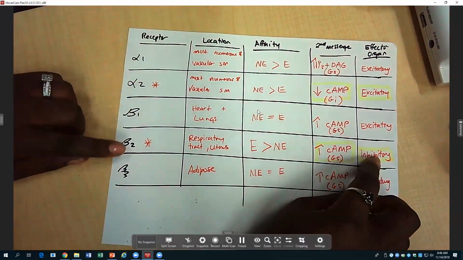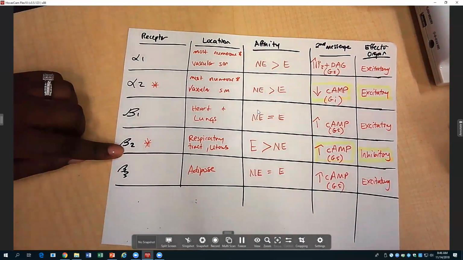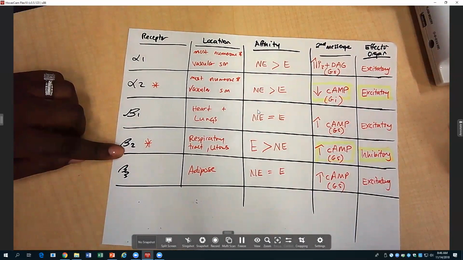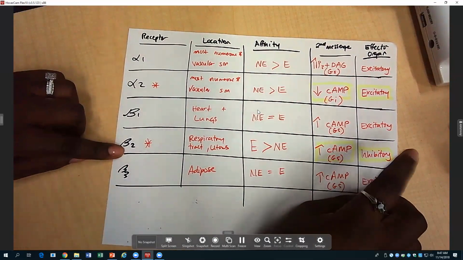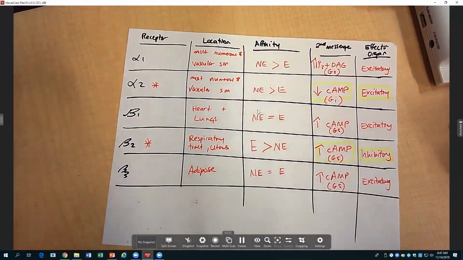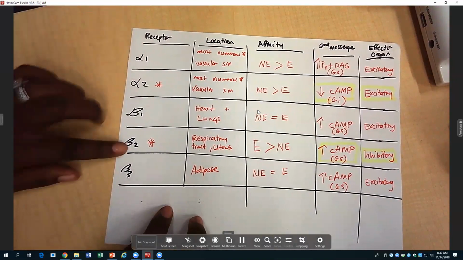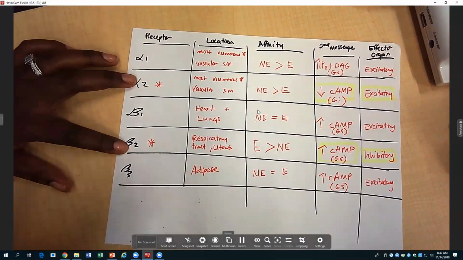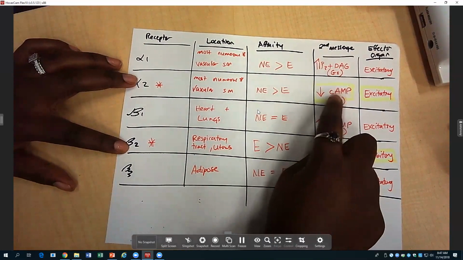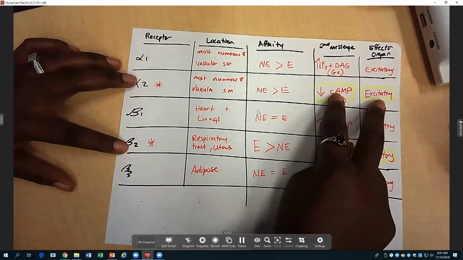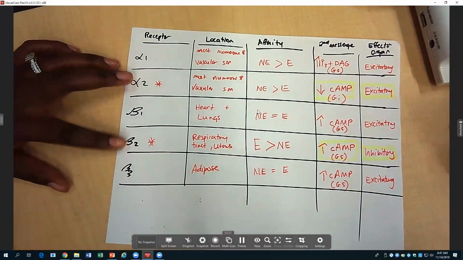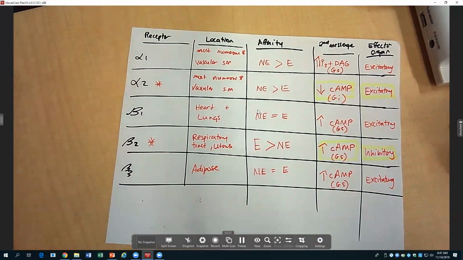But only beta-2, because of the unique location of beta-2 receptors, activating that pathway was bringing about an inhibitory response to the tissue. It's going to cause smooth muscle relaxation or smooth muscle dilation. Okay, so the 2 unique receptors that stand out here are beta-2 and alpha-2. And I want you to really drive this point home. Although it is inhibiting its second messenger, that is going to bring about an excitatory response to the tissue. Do not mix the cascade of events at the subcellular level with the effect on the tissue.